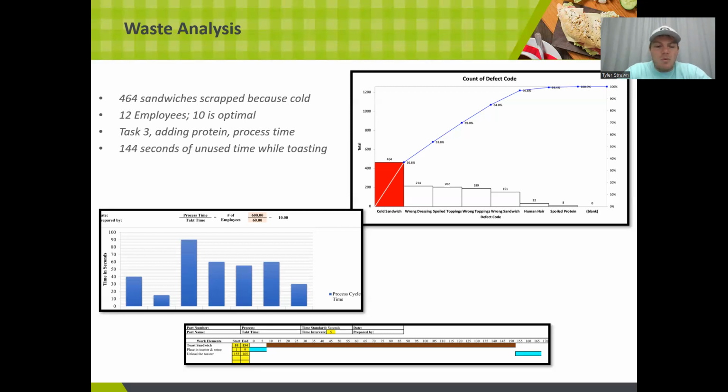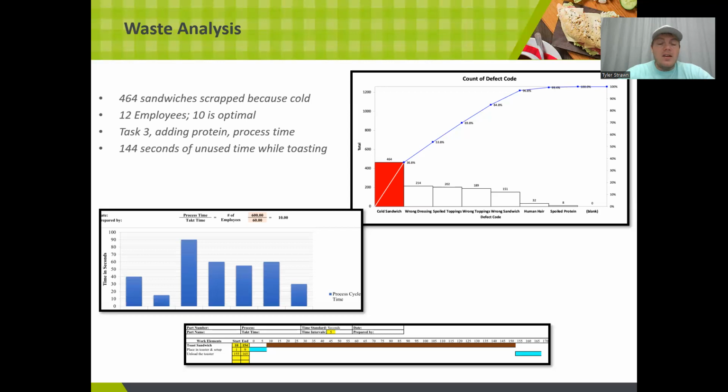Now shifting down into our work combination chart, we have a lot of waste with regards to toasting. It would appear that our employee is taking the sandwich, putting it in the toaster, and then standing around and not being productive in any way while they are waiting for that sandwich to be done toasting. That is creating a lot of time wasted and, of course, aiding to the inefficiencies in this process. This waste analysis is super important because it really paints a full picture of what we are doing wrong, without which we cannot hope to progress.